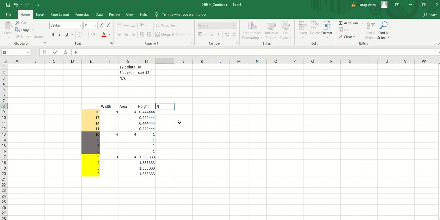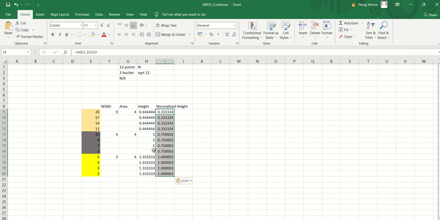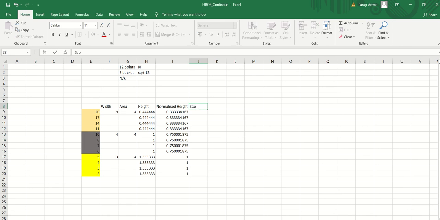Then let's calculate the normalized height, which is nothing but each height divided by the maximum. I think the maximum is 1.33333. And let's make it 1, since we already know that the number is the same. So now we have calculated the normalized height. Now the score will be equal to, since points within a single bucket will have the same score, the log of this normalized height.